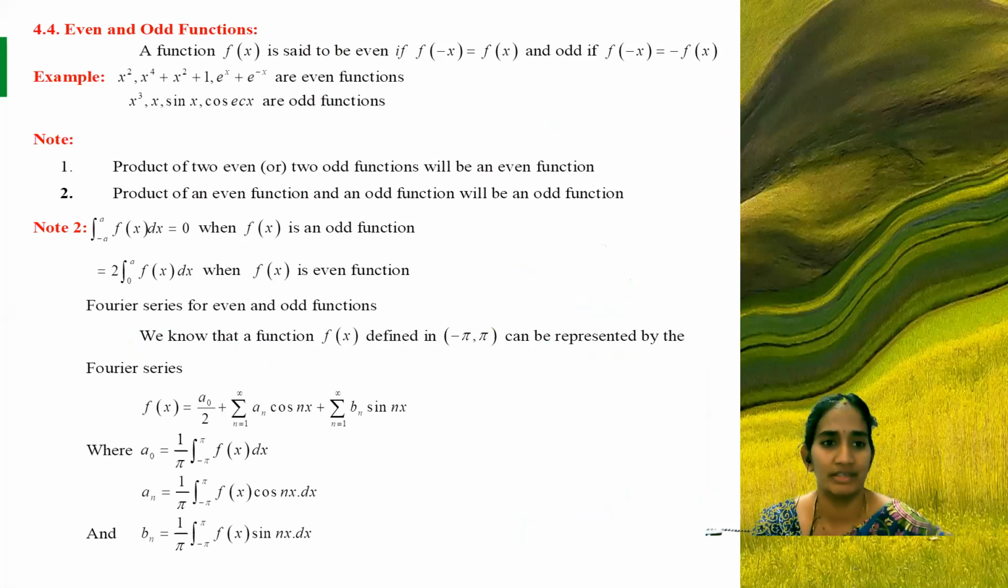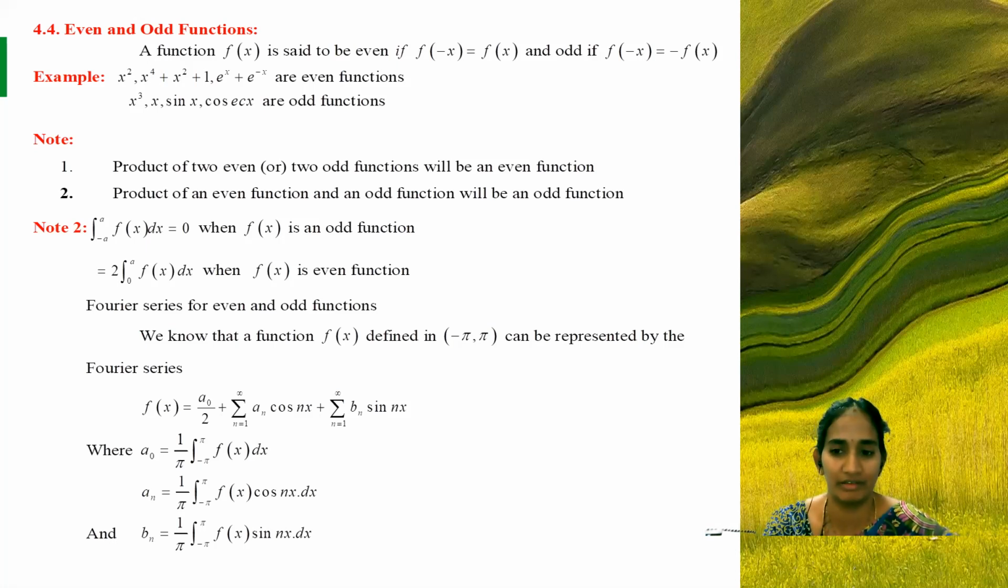Today we are seeing the topic: definition of even and odd functions and their examples. Okay. So, even and odd functions. A function f of x is said to be even if f of minus x equals f of x. That means if your function f of x equals, suppose, x square, you are replacing every x with minus x. So minus x whole square, once again you are getting x square. So f of minus x equals f of x.